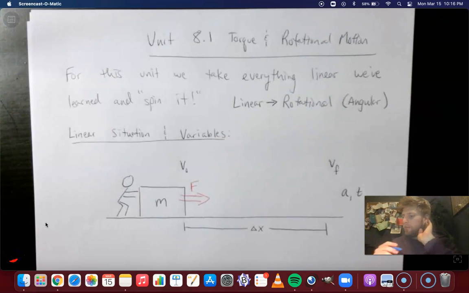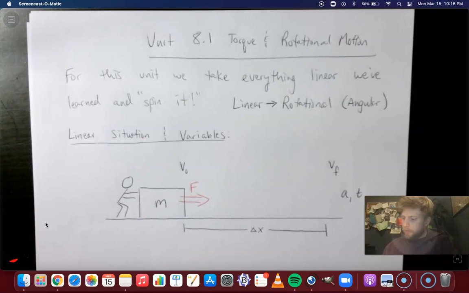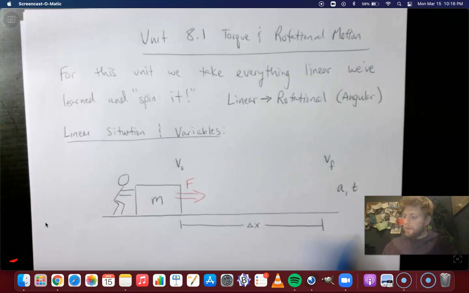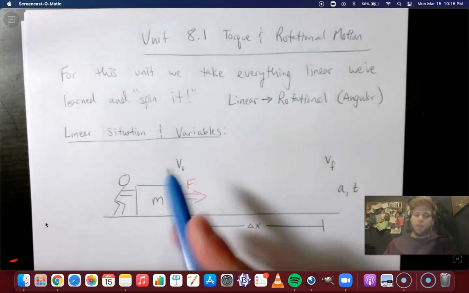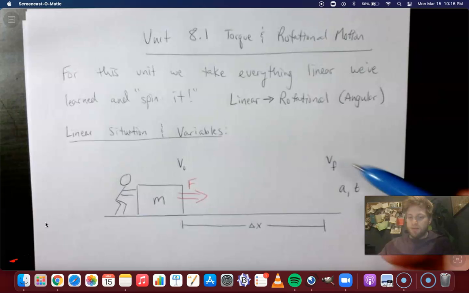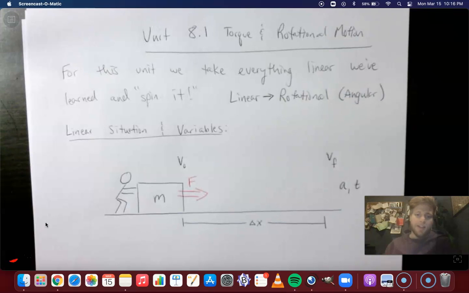So here's a classic example of something we would have done first semester. We can look at a person pushing a box across the floor, some displacement delta x. Often we go shorthand and say distance. Here, let's be very careful and say displacement. It'll start with some initial velocity v naught. It'll end with some final velocity v final. And to get there, it will undergo some acceleration for some time t.